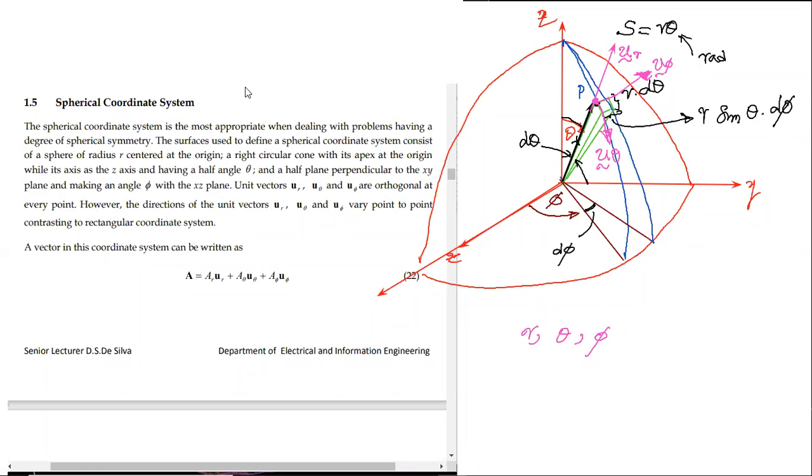This U R, U theta and U phi are unit vectors which are orthogonal to each other. You can see here U phi is defined along this way, and U theta is along this way, and U R along this R. These unit vectors are all perpendicular to each other. These are orthogonal.